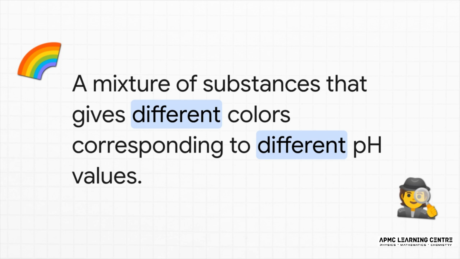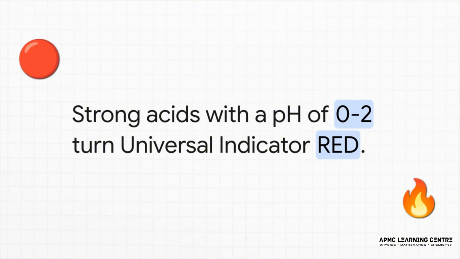A good little trick to remember the colors? Just think of a rainbow. Roy G. Biv. Let's follow that rainbow, starting with R for red. If you put universal indicator into a really strong acid, something with a pH between 0 and 2, it's going to turn a bold, bright red. Think danger, think stop sign, think strong acid.